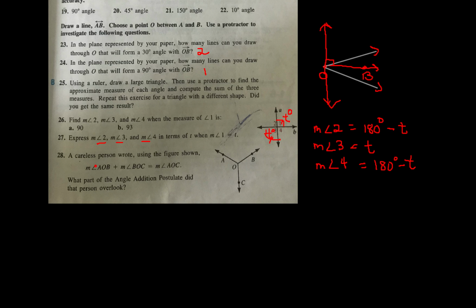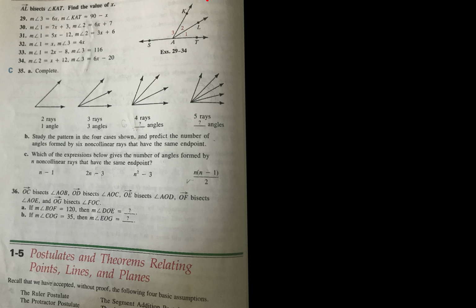All right, a careless person wrote, using the figure shown, that the measure of angle AOB plus BOC equals AOC. Now the problem with that, according to our angle addition postulate, is that B must be on the interior of the angle. And this angle here, B would have to be here for that to work. But B is not in the interior of it, so it doesn't work according to the angle addition postulate. Okay, quickly, let's go on to the next group.